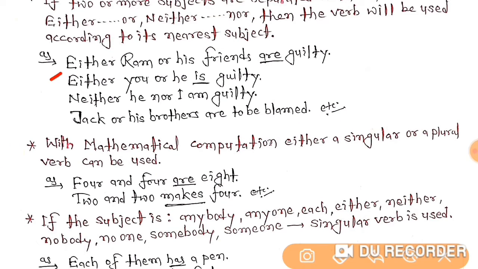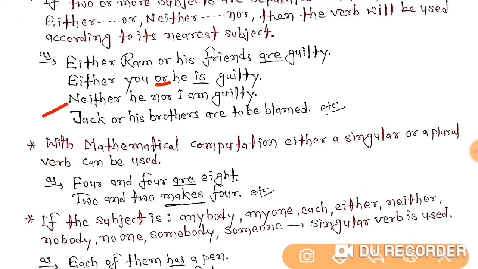Either Ram or his friends. So you can see or, and then you can see friends. So here friends you can see plural, so we have to go with plural verb are, right? The next example tells you either you or he. So he is nearest, so we have to go with he is, right? Either you or he is guilty, right, students?